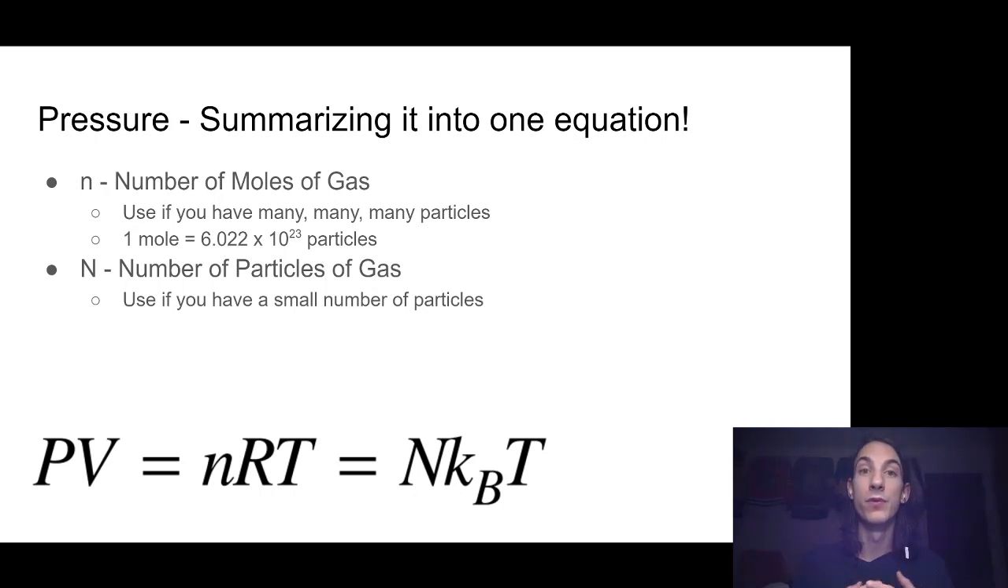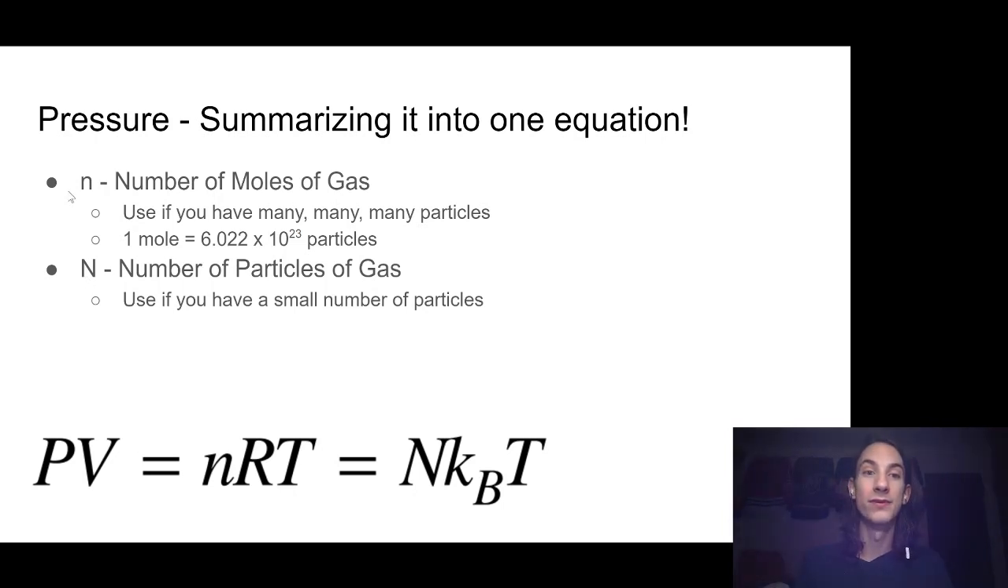So we know that 1 mole from chemistry is equal to 6.022 times 10 to the 23rd particles, that's Avogadro's number. So if we have a lot of particles, then we're just going to say, I don't want to count all those, let's count how many moles we have. And if we're dealing with a smaller amount of particles, we're going to use this capital N equation, where we're thinking about, hey, how many particles do we have? That N just stands for the number of particles.